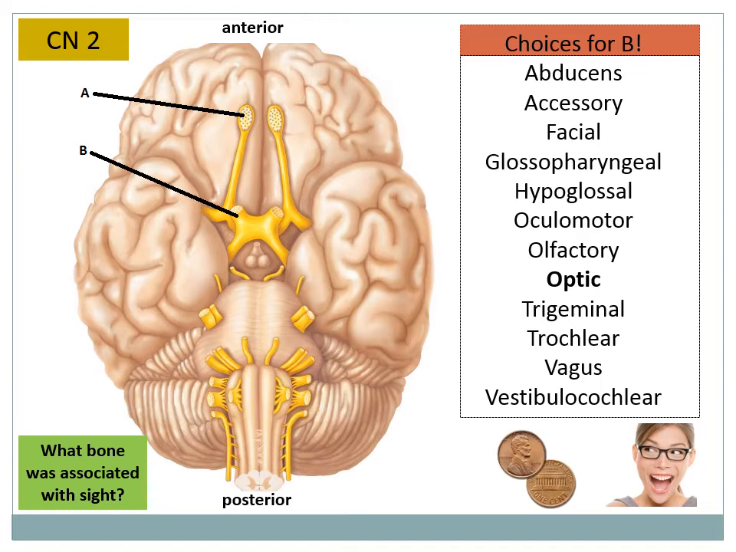What bone was associated with sight? Yeah, it was that sphenoid bone, right? So our sphenoid, that butterfly-shaped bone, was going to help us with sight.